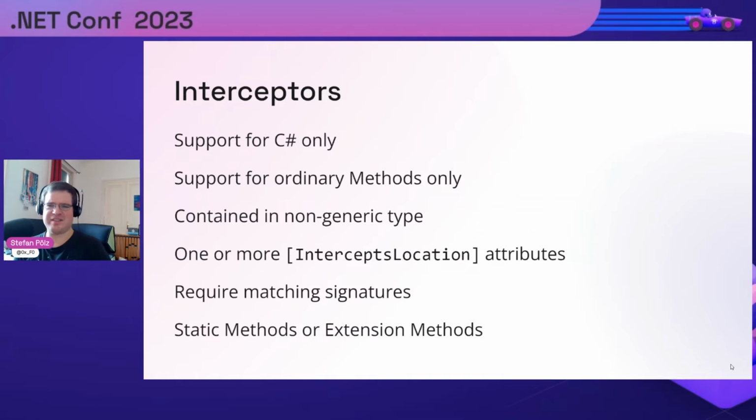So the rules of interception are these: this only works for C#. It's not strictly speaking a C# feature, but a feature of the C# compiler. It technically could work with Visual Basic, but it doesn't. It's currently only supported for C#. It only allows intercepting ordinary methods. So we cannot intercept constructors, or local functions. As a matter of fact, there is a backing type in Roslyn. Roslyn is the .NET compiler platform, so the compiler for both the C# and Visual Basic languages.